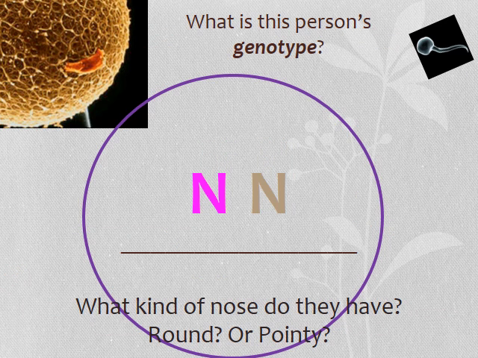What genotype would you have? So big N, would you have a rounded or pointed nose? Remember, rounded is dominant and pointed is recessive. This would give you a homozygous dominant pairing, giving you a round nose.